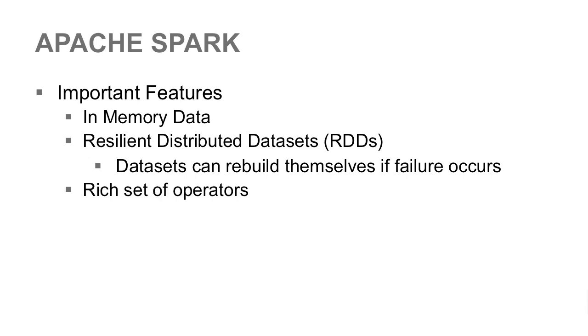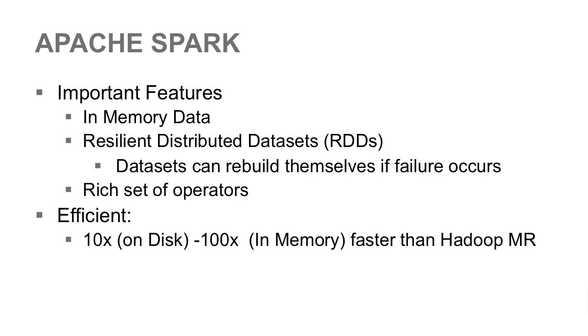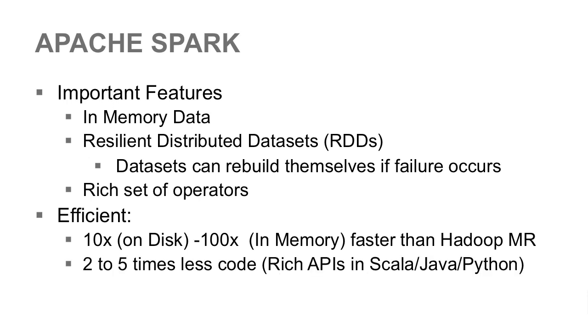Spark comes with a rich set of operators. Many of these operators are inherited from the design of Scala collection libraries, and the programs that you write in Spark will remind you very much of programs that you would write in Scala as if you are dealing with in-memory data collections. Spark is a rather efficient system, so we have seen really good numbers, 10 to 100 times faster in memory than Hadoop MapReduce. Also, the Scala API is very productive, so we have significantly fewer lines of code, 2 to 5 times less code than if you are using rich APIs in Java, for example.